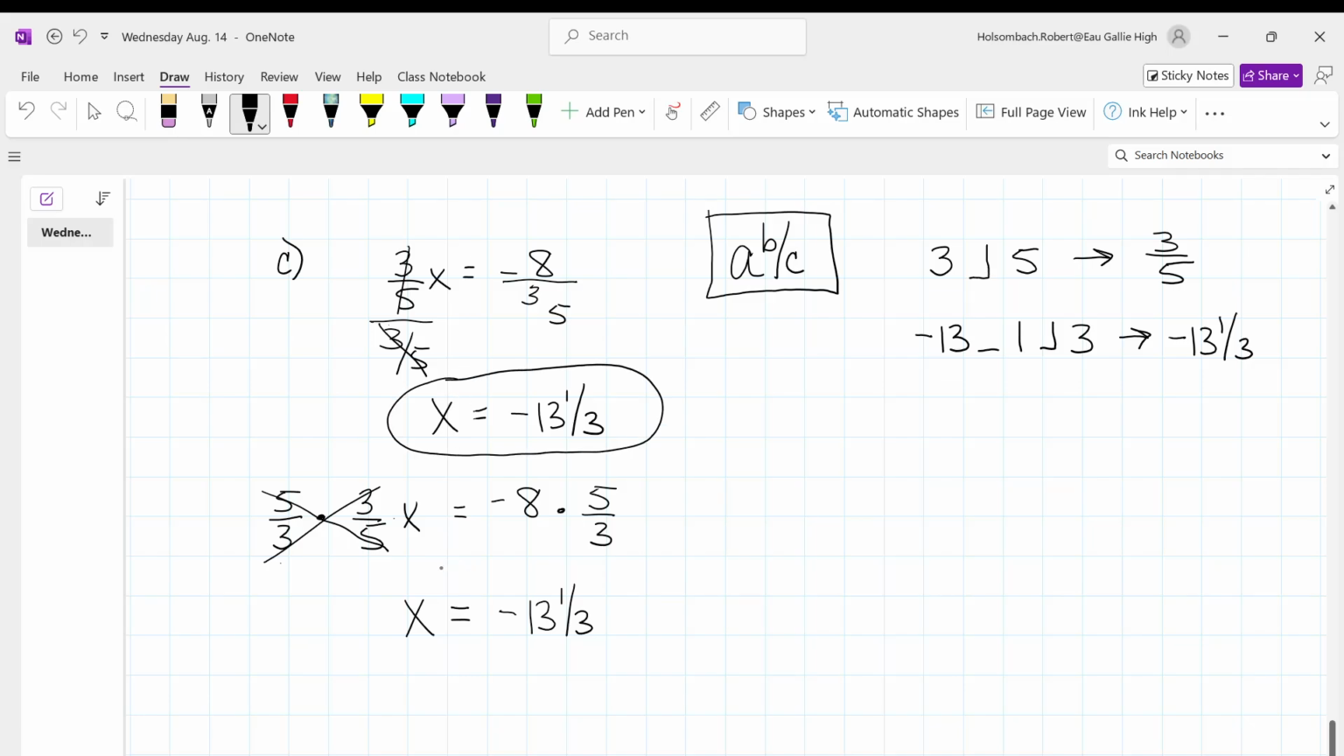So you can solve that equation either way. You can divide by the fraction in front of the variable, or you can multiply both sides by the reciprocal of the fraction in front of the variable. All right, does anybody have any questions on those examples?